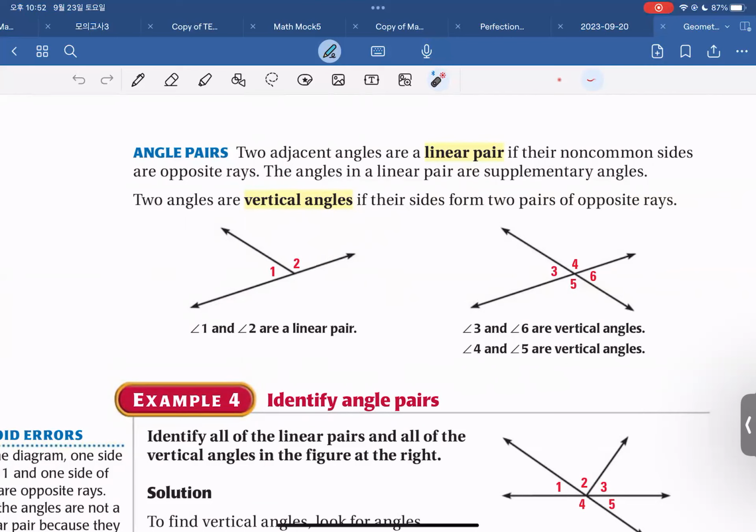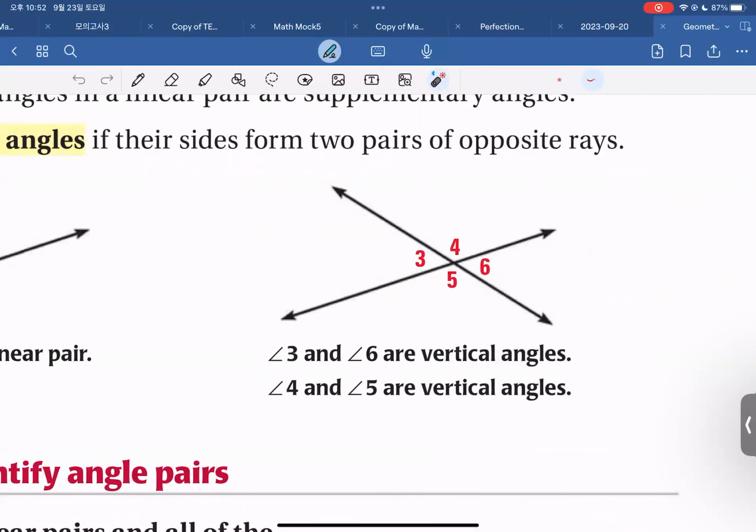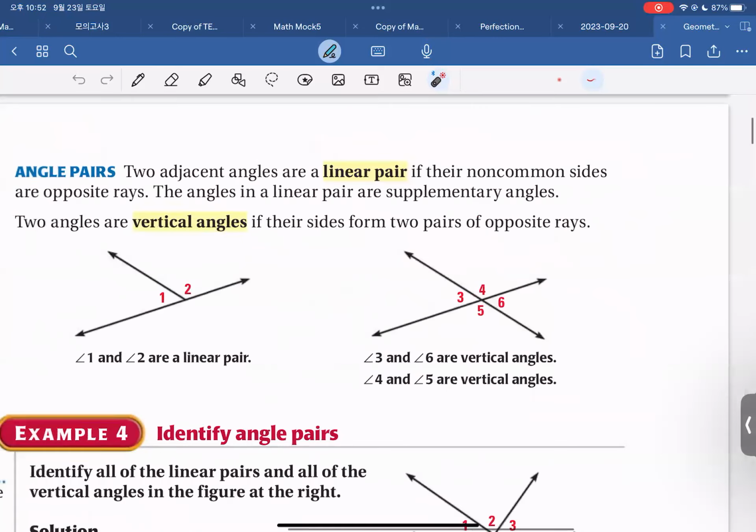Vertical angles are two angles whose sides form two pairs of opposite rays. So basically the easy way to think of it is when you see something like this, when they go opposite. So this would be a vertical angle, and this would also be a vertical angle. So basically just looking at opposites here, 4 and 5 are a pair of vertical angles, 3 and 6 are a pair of vertical angles. So they're just looking at each other, like this, is the main idea for vertical angles.